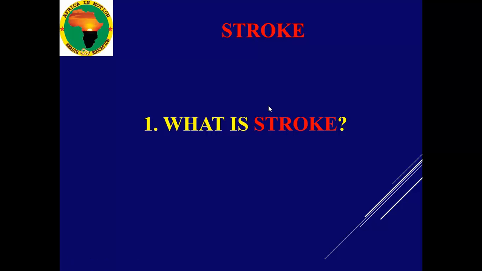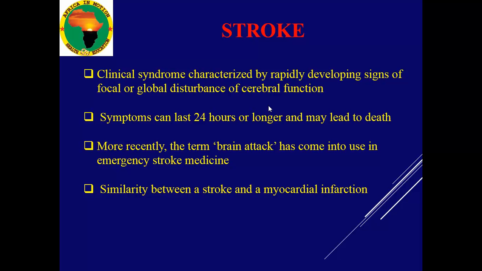So what is stroke? Stroke is a clinical syndrome characterized by rapidly developing signs of focal or global disturbance of cerebral function. Symptoms can last for 24 hours or longer, and this may lead to death if there is no treatment or if it becomes very severe. More recently, the term brain attack has come into use in the emergency stroke. Brain attack is similar to what we call heart attack.